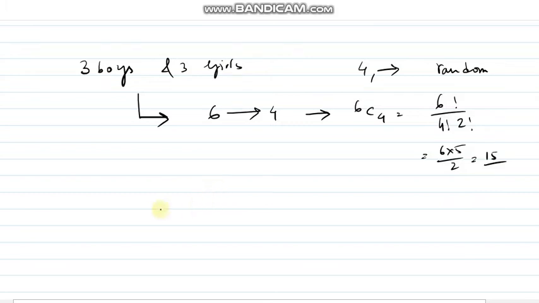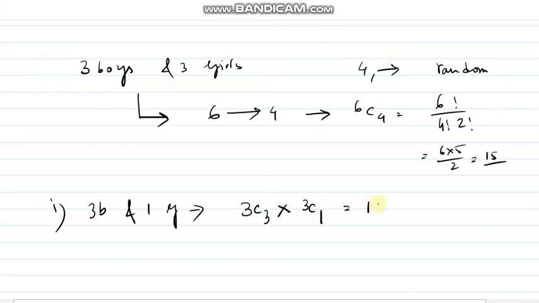Find the probability that either 3 boys and 1 girl, or 3 girls and 1 boy. So first case is 3 boys and 1 girl. How many ways can I select them? 3 boys out of 3 boys, that is 3C3, and 1 girl can be 3C1. So 3C3 is 1, so 1 into 3, this is 3.